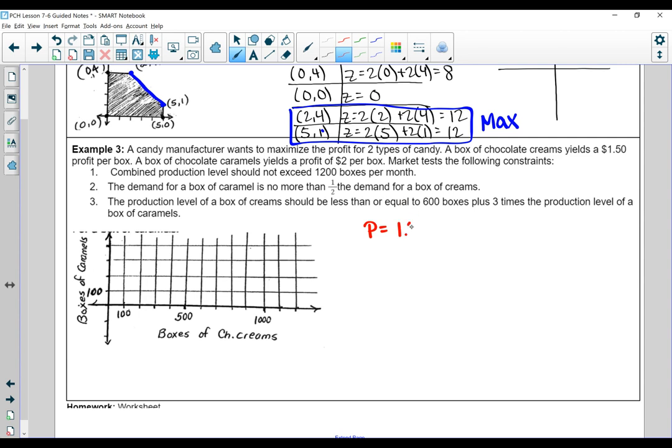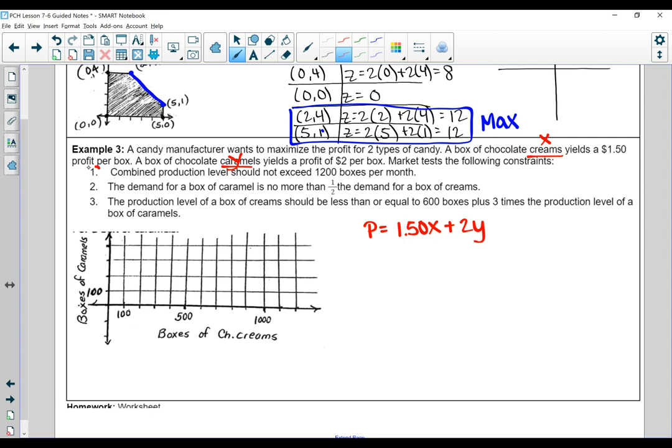Well, $1.50 for the chocolate creams, right? So I'll say that X is chocolate creams. And then we get $2 for the chocolate caramels, which we will call Y. So that's what I'm trying to optimize. Z was being used in the other examples, but I want to maximize my profit, so I'm going to call it P. Market tests show the following constraints.